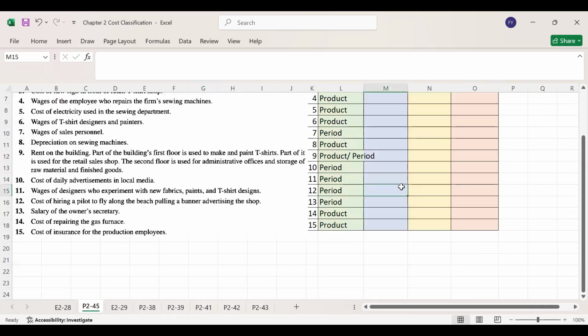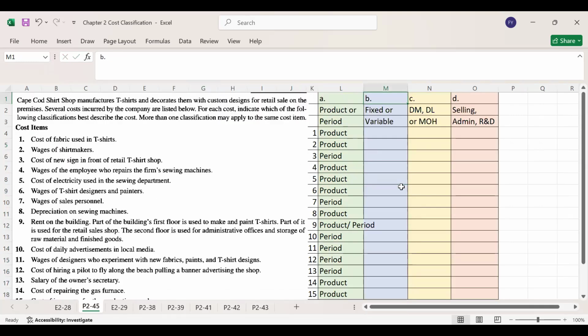Likewise, we have another example, which is problem 2-45. In 2-45, first of all, we have the cost of fabric use. So if you produce more t-shirts, more fabric is required, more cost will be incurred. So this is a variable cost because cost changes as the level of activity changes.